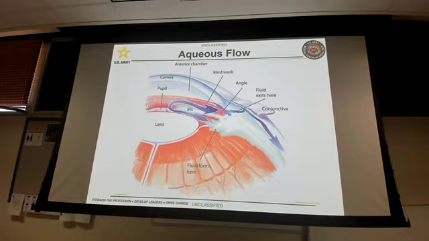So here's a schematic drawing of that aqueous flow. So it starts off in the ciliary body, right down in this structure here. It traverses over the anterior part of that lens, makes this U-turn around the iris, and down into the angle.